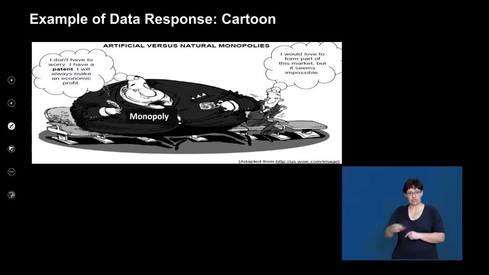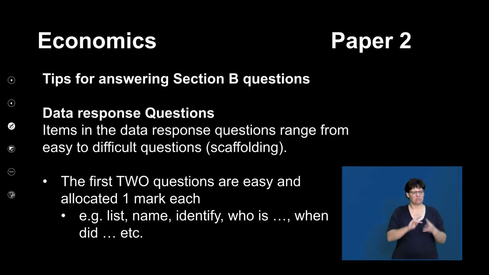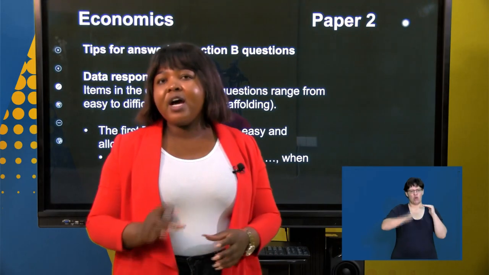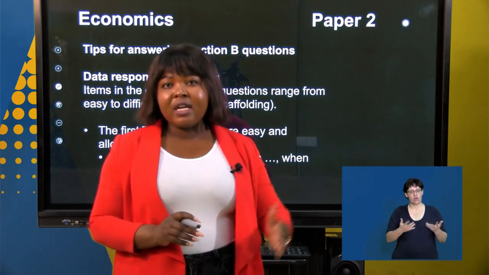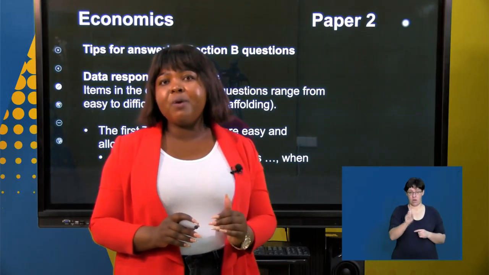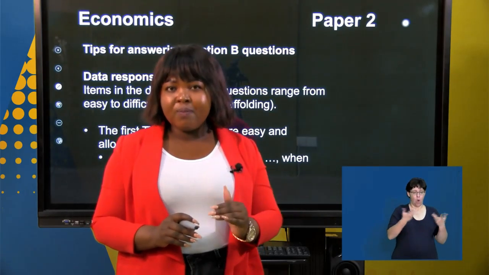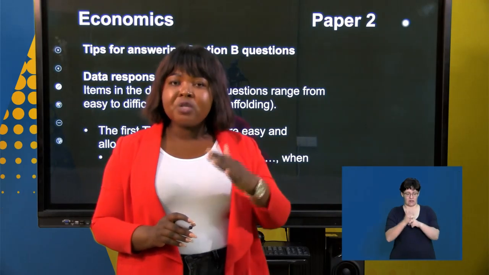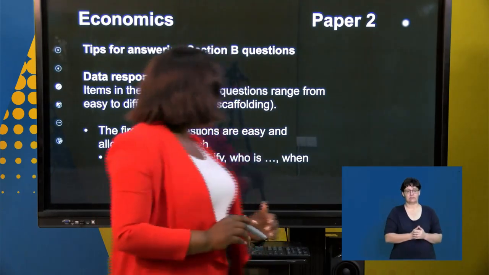And then there's another guy next to him who says, I would love to form part of this market, but it seems impossible. Now, how do we tackle such questions? Let's look at the type of questions we can get from the cartoon. Right. Normally, when you get a data response question, the first 2 questions are usually easy. They are lower cognitive level questions. And again, like I said, when we discussed our paper 1, there's going to be scaffolding there. The level of difficulty is going to increase as the questions go down, right?